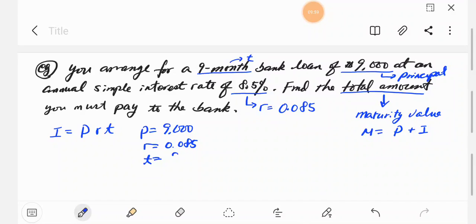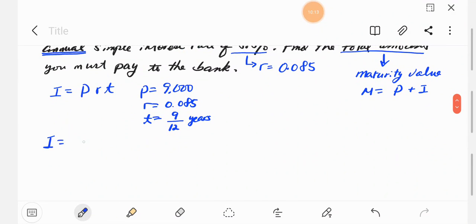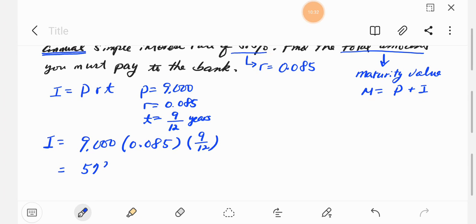Since this is 9 months, you have to divide it by 12 because the rate is annual. So this many years, right? So I is equal to principal $9,000 times 0.085 times 9/12. In this case, use a calculator. Then it looks like 573.75. So that's the interest after 9 months.